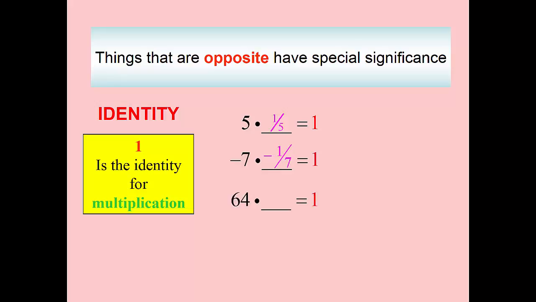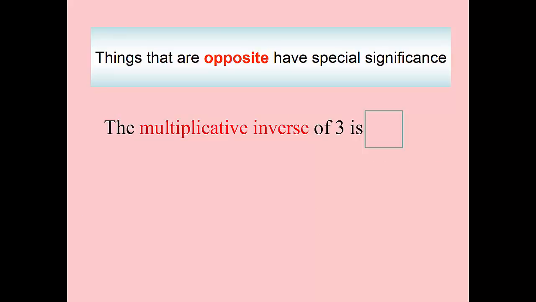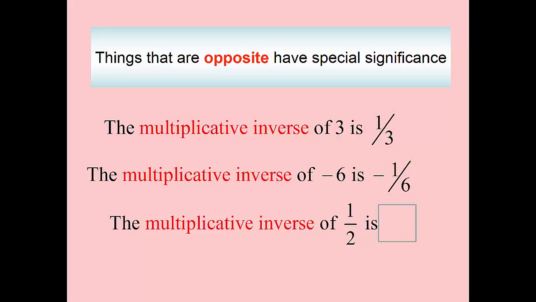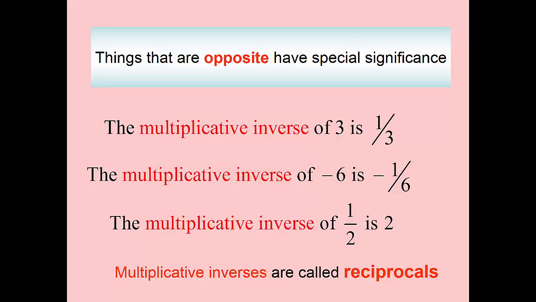-7, these are the numbers that would multiply to give a 1. Those are called the inverses in the world of multiplication. The inverse of 3, the number you multiply by 3 to get a 1. The number you multiply by -6 to get a 1. The number you multiply by 1/2 to get a 1. And the name for those are reciprocals.